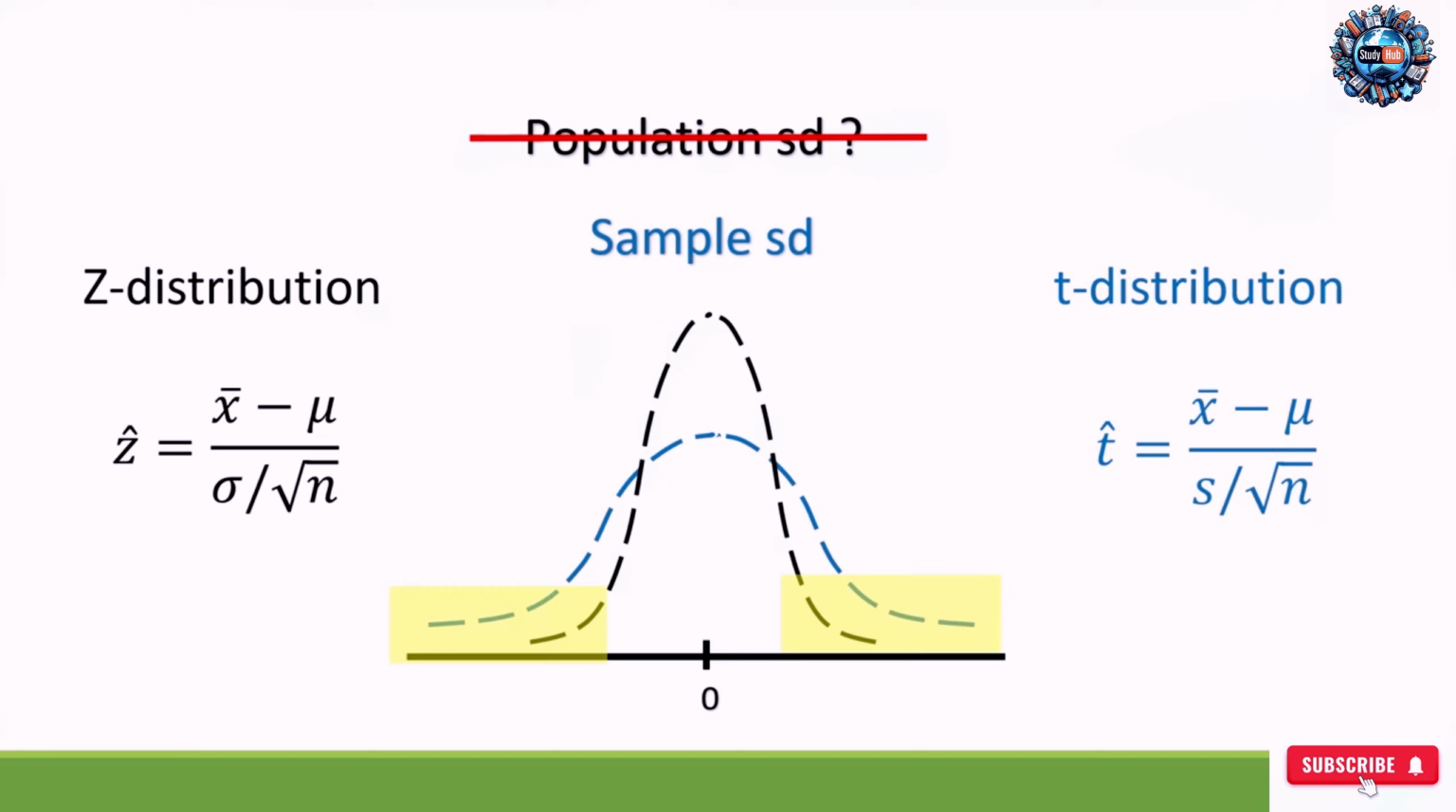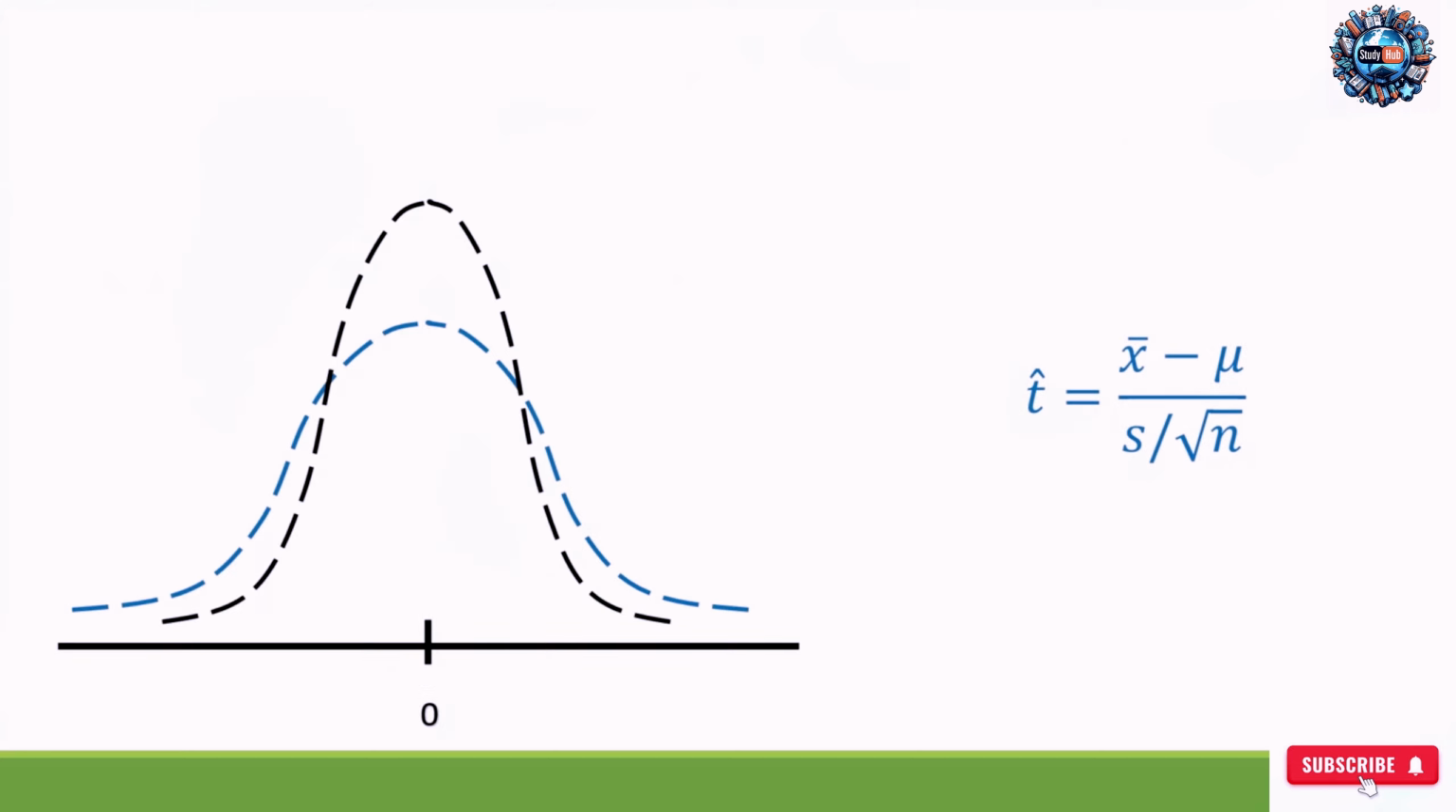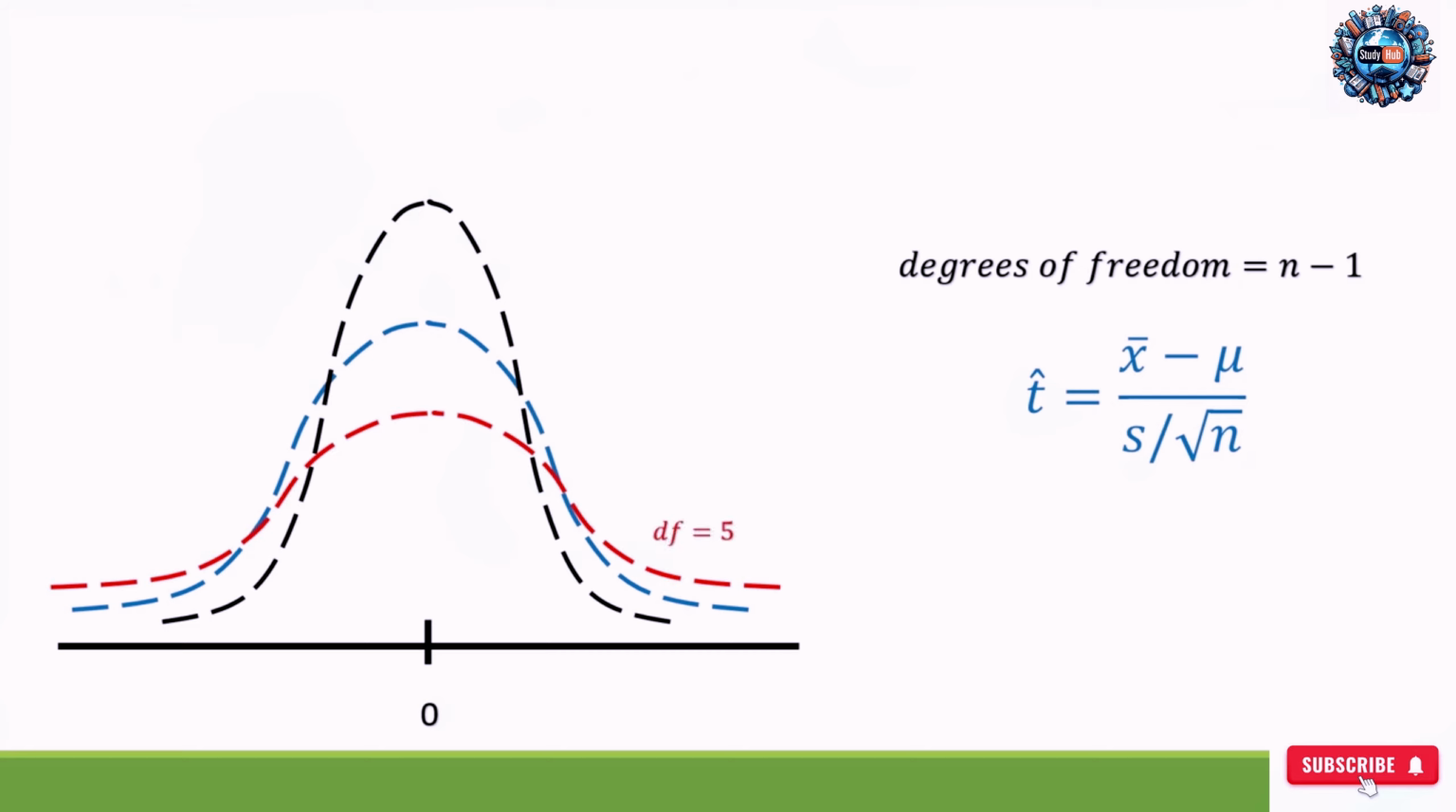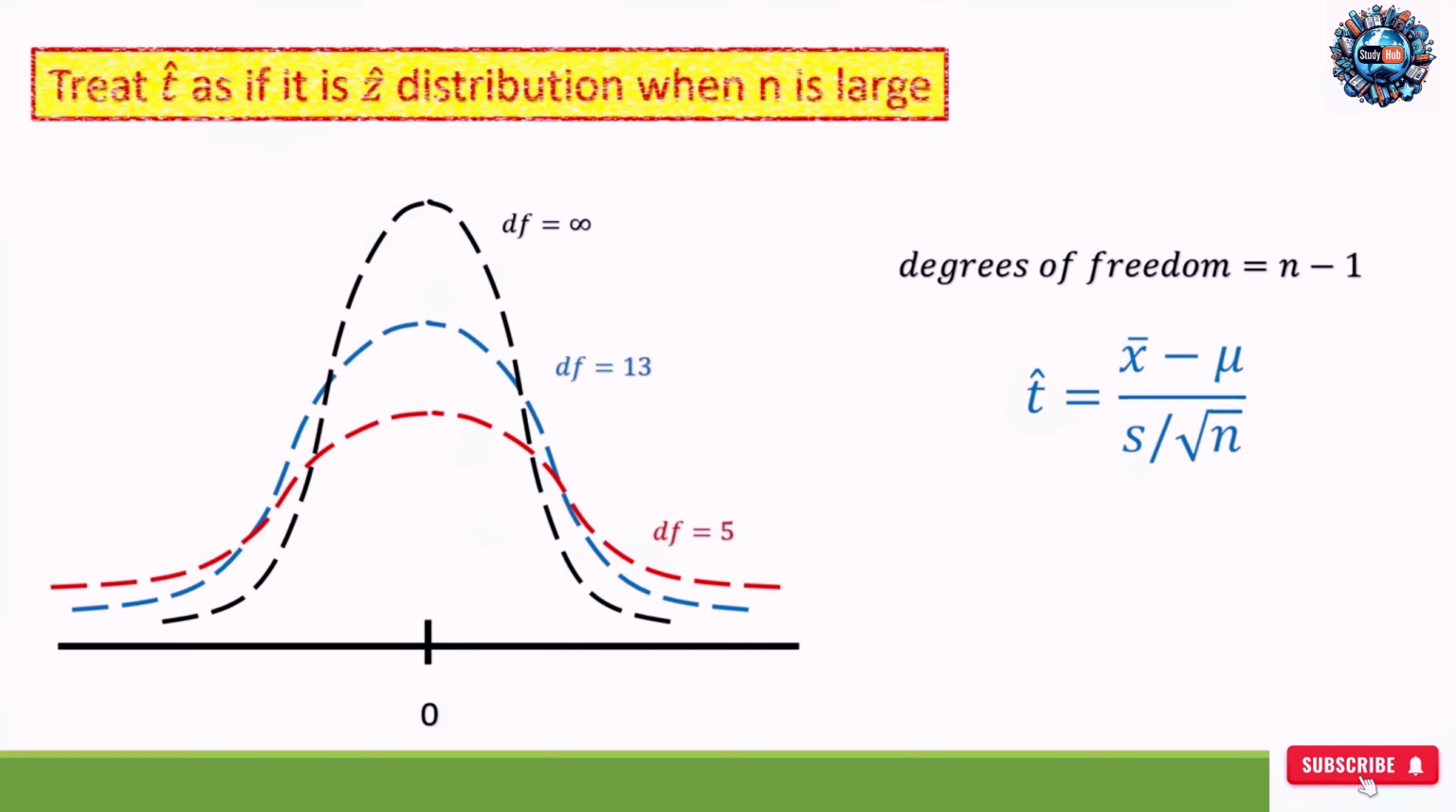The t distribution is dependent on the degrees of freedom. In our example, the degrees of freedom is equal to the degrees of freedom of the sample standard deviation, which is n-1. As sample size increases, the degrees of freedom increases and t is more and more like the z distribution. So, with a large sample, we can treat t as if it is a z distribution. We will use a t distribution in the next topic.